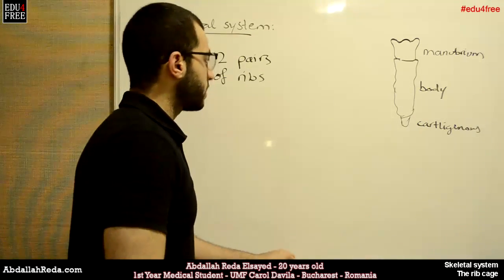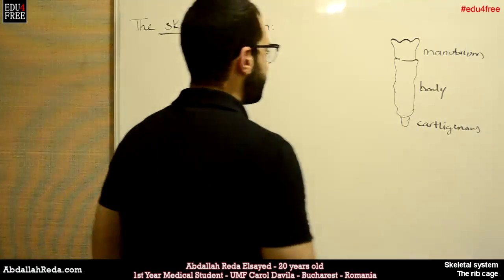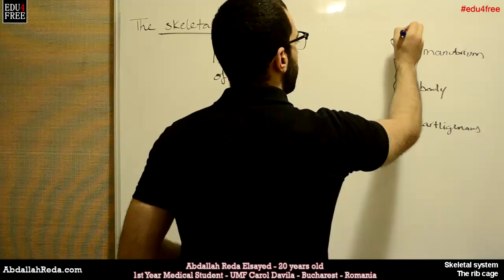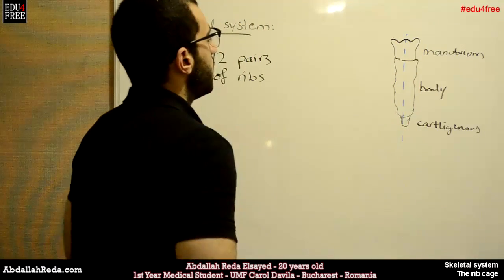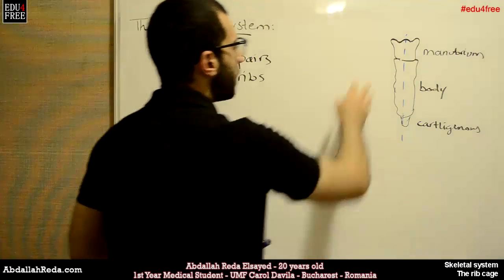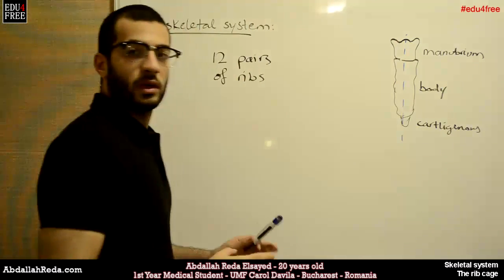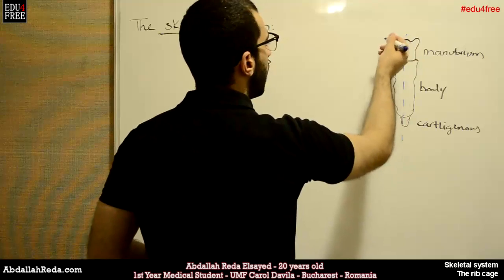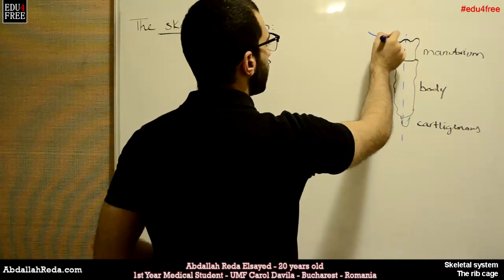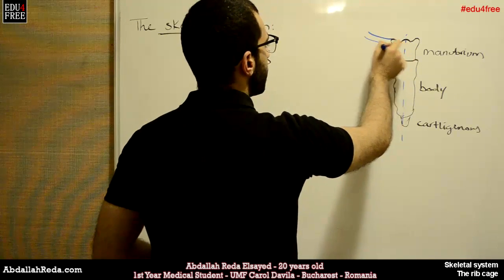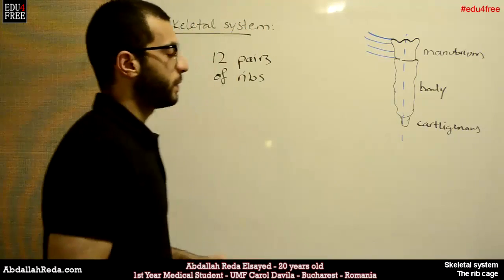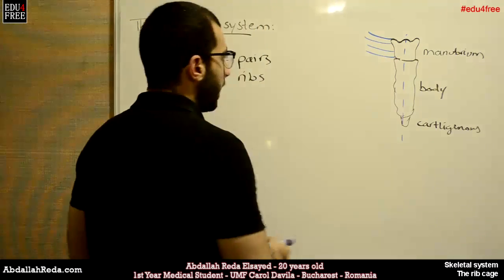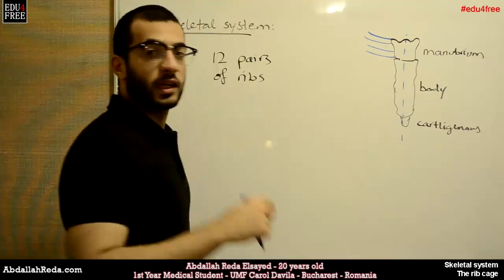And I'm just going to draw one side of the rib cage. So here, on the upper part of the sternum, we have the manubrium. On the manubrium, we have the attachments of the first and the second ribs. And what I'm drawing here in blue is the cartilage.